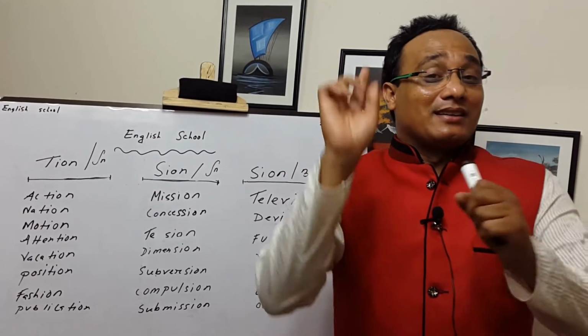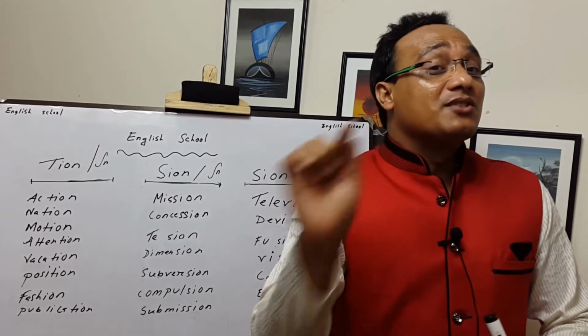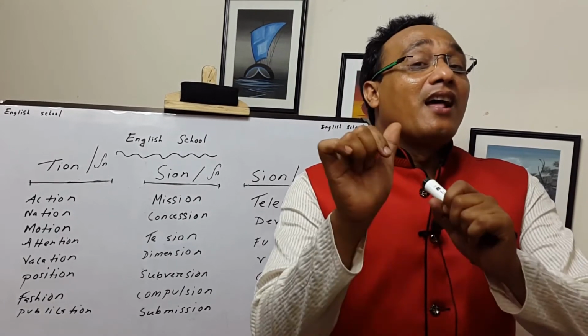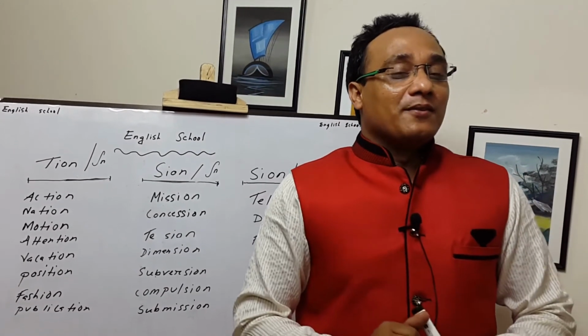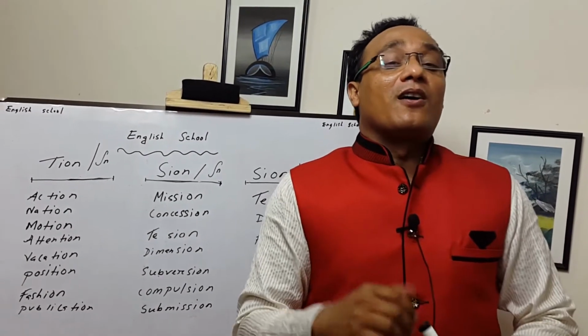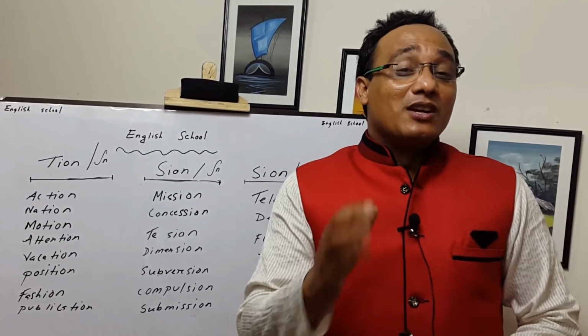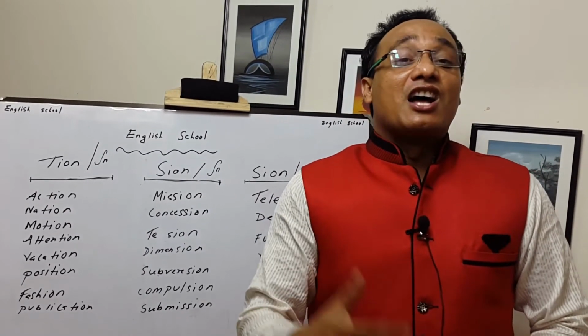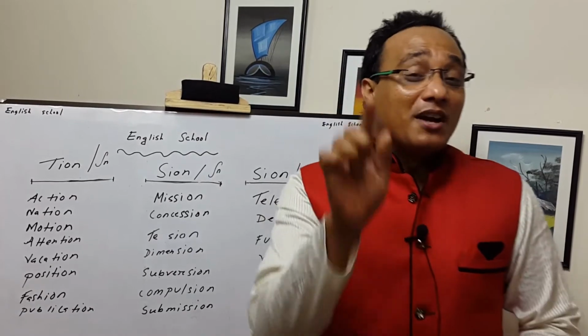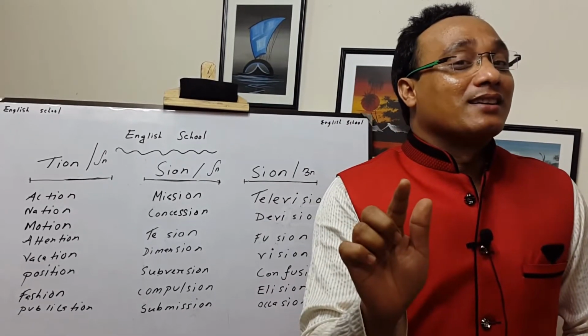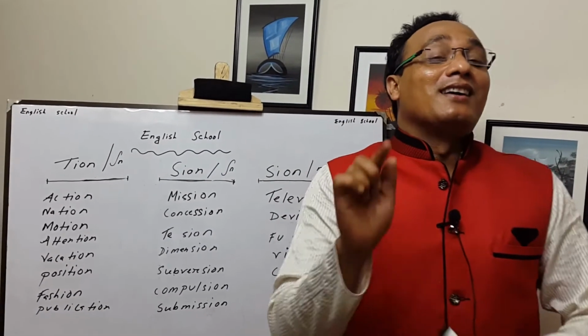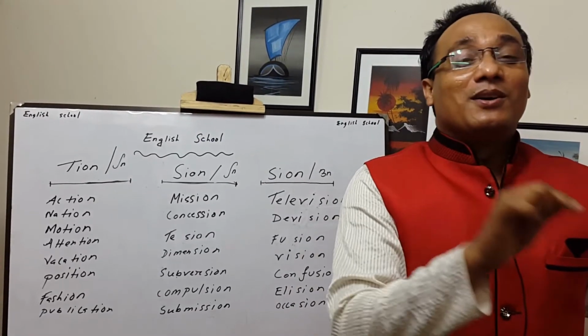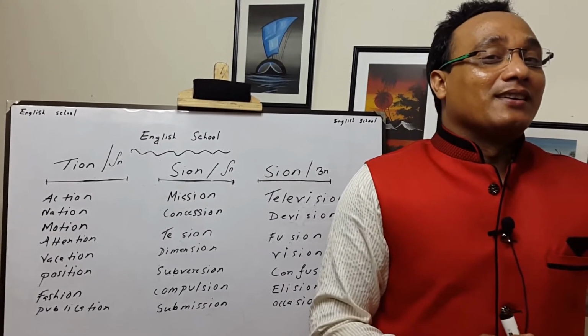I would like to know one answer from you. Confusion. The last syllable of this word is SION. Will it be SION or JEN? I'm going to provide you 1 minute. So I'm coming here after 1 minute. So let's have the answer.